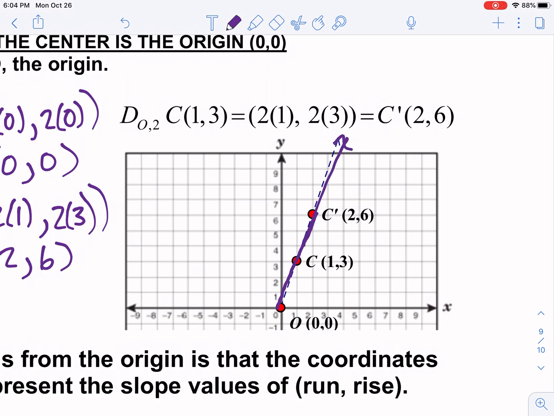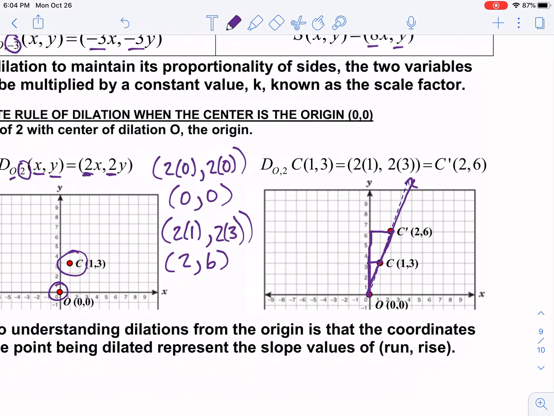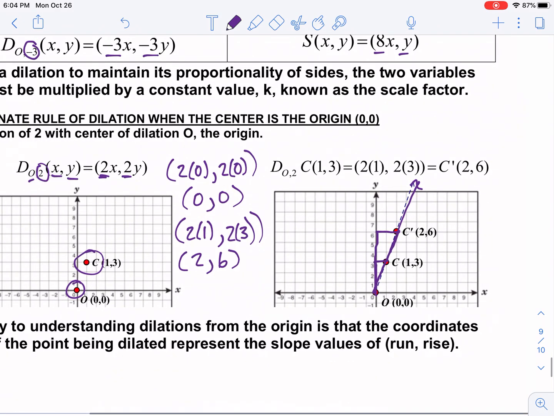And in fact, it keeps the slope. To get to C, I had to go up 3 over 1. Then to get to C prime, I have to go up 6 over 2. So it maintains that slope. It's just doubled. Okay? So anytime we want to dilate a set of points, just take the scale factor and multiply that to both the x and the y.